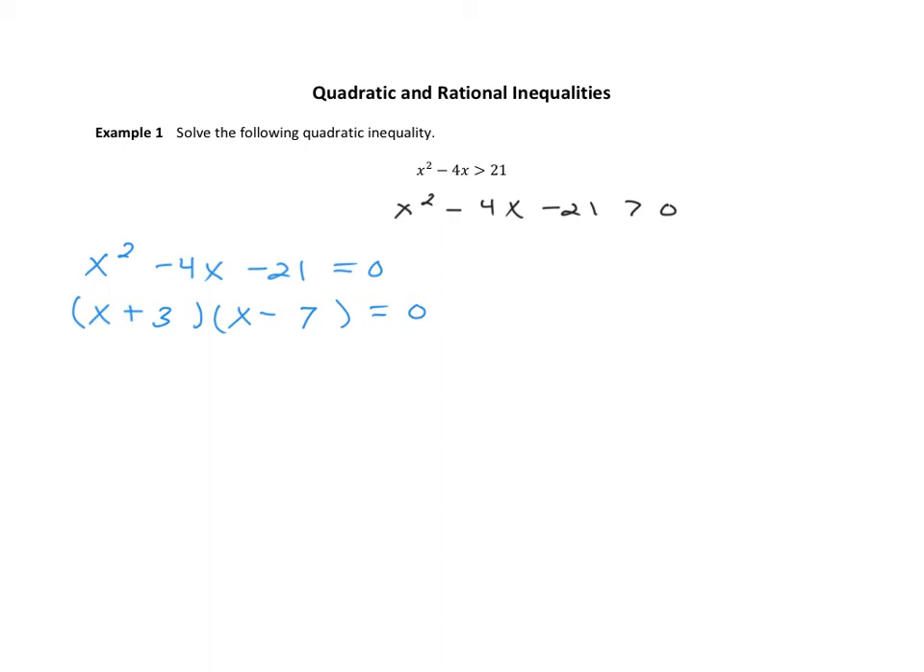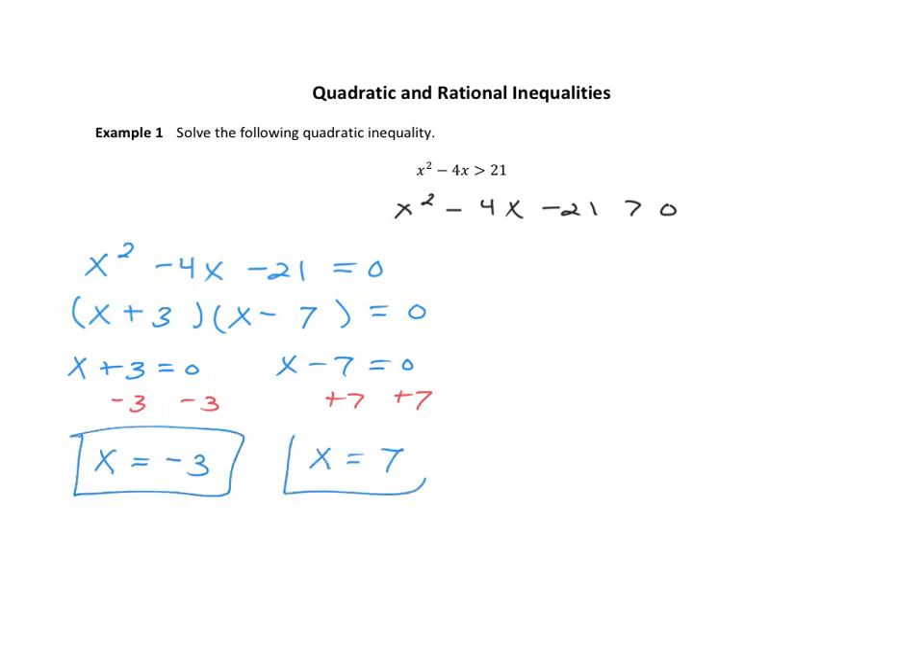Okay, with these factors, we can set each one equal to 0. And if I add 3 to the first and add 7 to the second, we have two solutions. We have x is equal to negative 3, and also x is equal to positive 7. So that's where this equation equals 0. But where is it greater than 0?